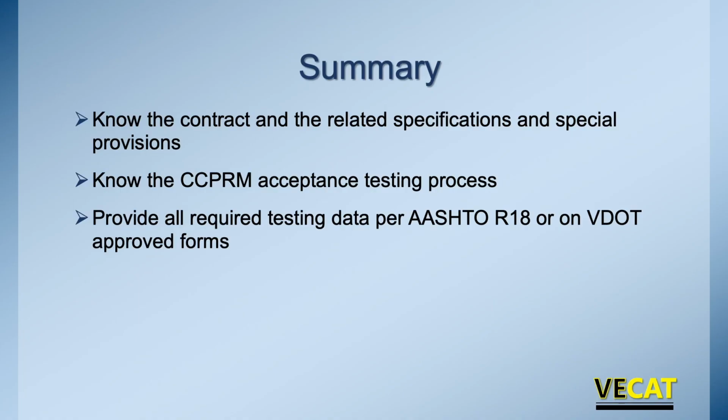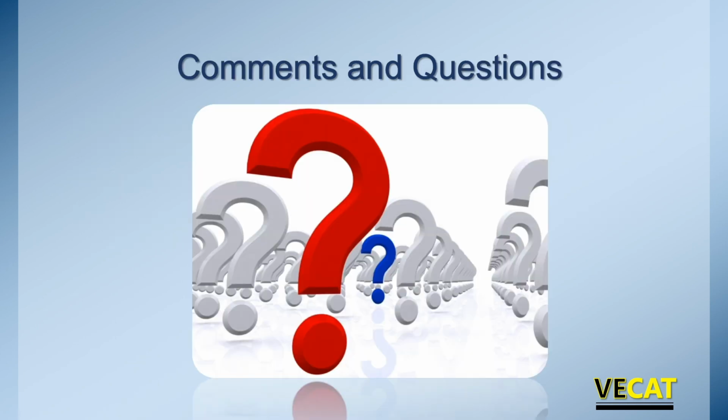So summary, know the contract, know the contract, know the contract. Know what's in there, what special provisions and specifications. Know the CCPRM acceptance testing process. What does it look like? How do you test it? You're not doing the job mix formula, but you're testing against the job mix formula. And you're required to give all testing data either through R18 or VDOT approved forms. So with that, that's the inspection and the quality assurance program for cold plant recycled. So we're at the plant, what are we looking at?